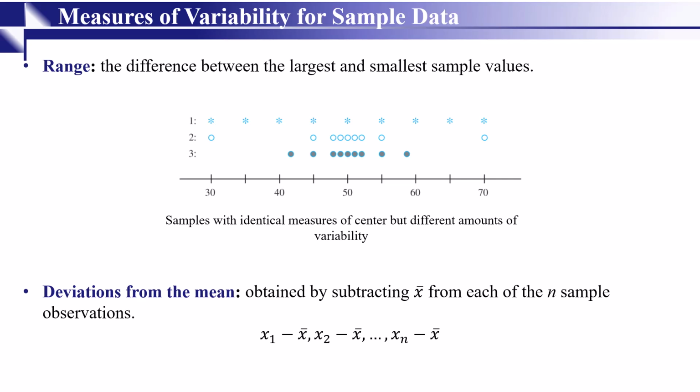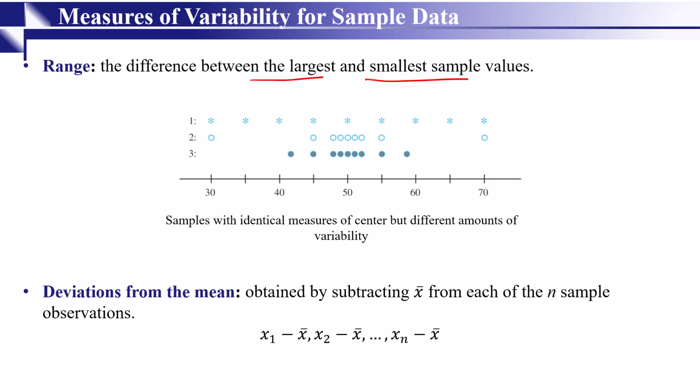The next one is range as the measure of variability for sample data. The simplest measure of variability in a sample is range. It is the difference between the largest and the smallest value. This is the difference between the largest and smallest value.